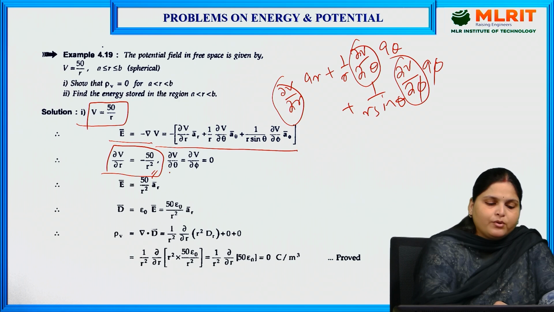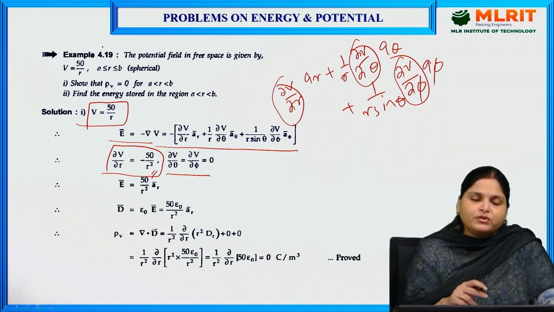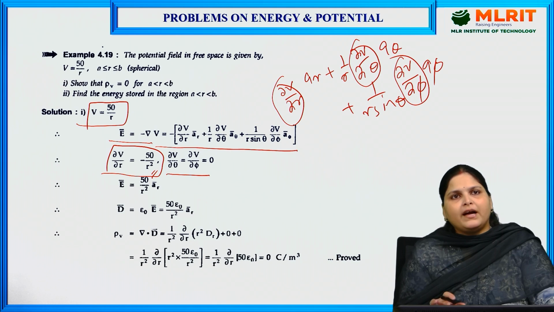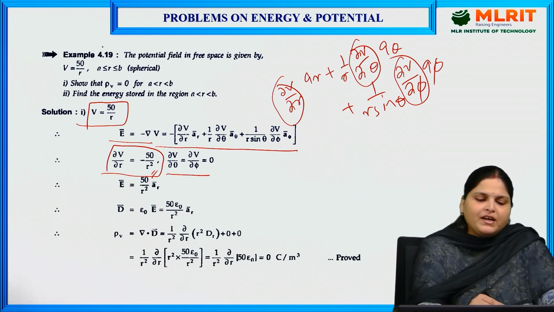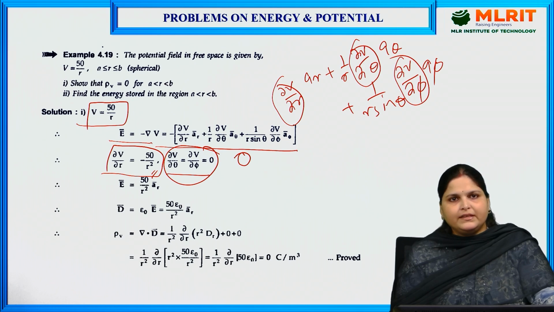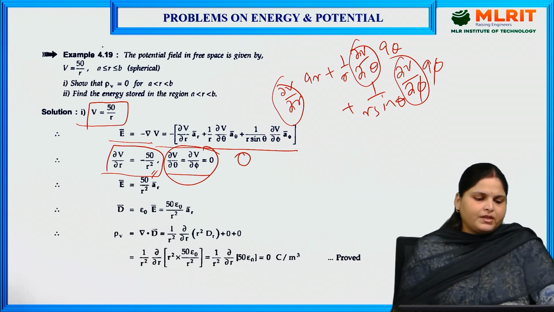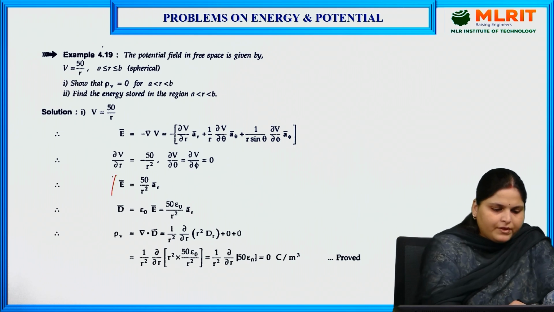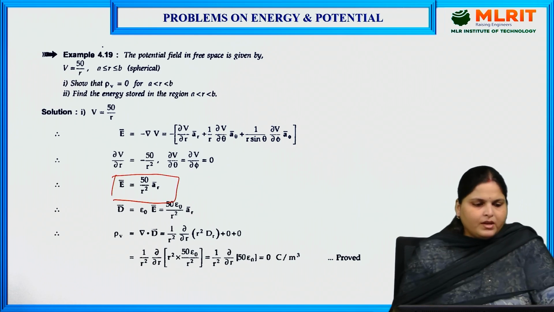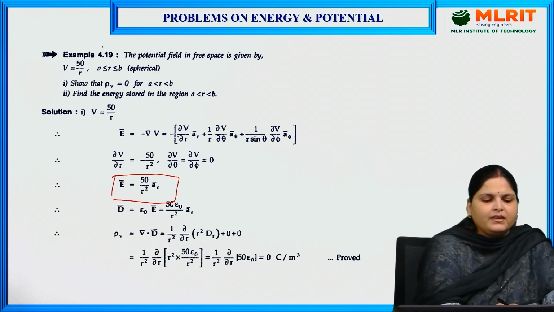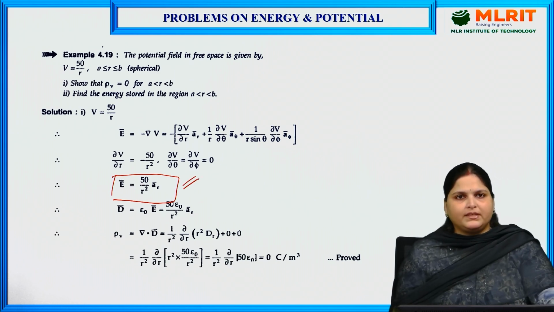Next, when we calculate ∂V/∂θ and ∂V/∂φ, because in V there is no term in θ and φ, the partial differentiation will be 0. Right? So now here we have E equals 50 upon R square aR. And here the negative sign became positive, so we are getting this E as a positive quantity.